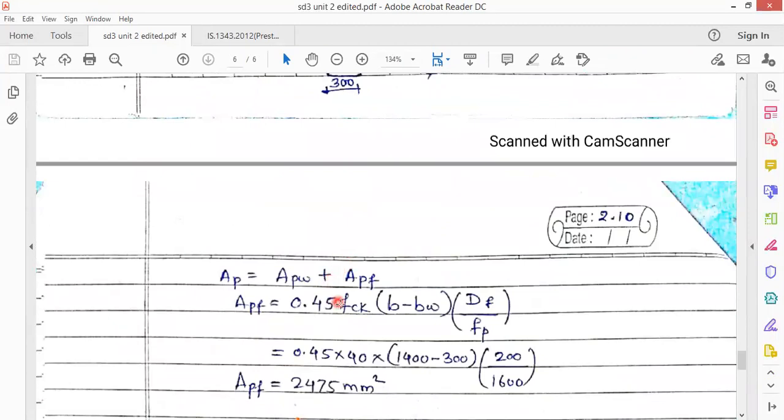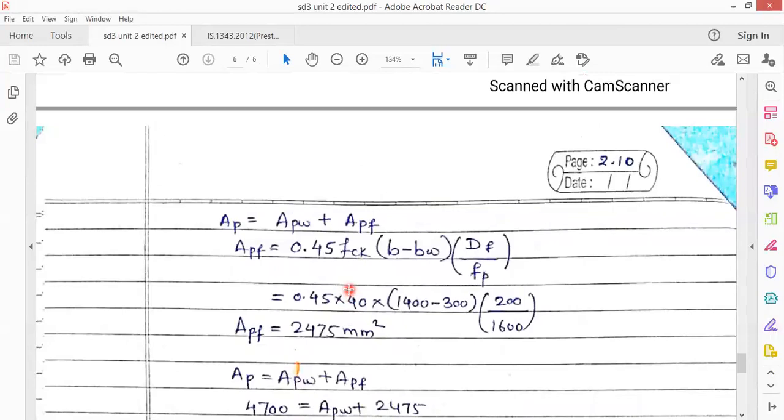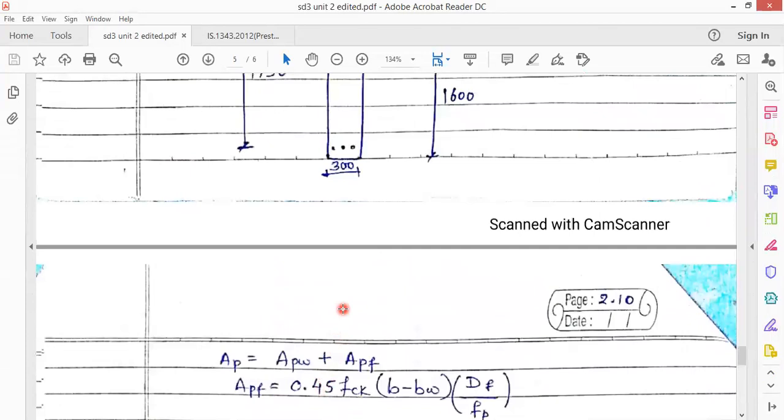So I will assume neutral axis lies in the flange itself, let's say, and I'll start the calculation, right? If I start with the calculation, I will arrive at the solution that it will be lying in the web portion. So when I get to know that it is lying in the web portion, then I will be using the second equation.